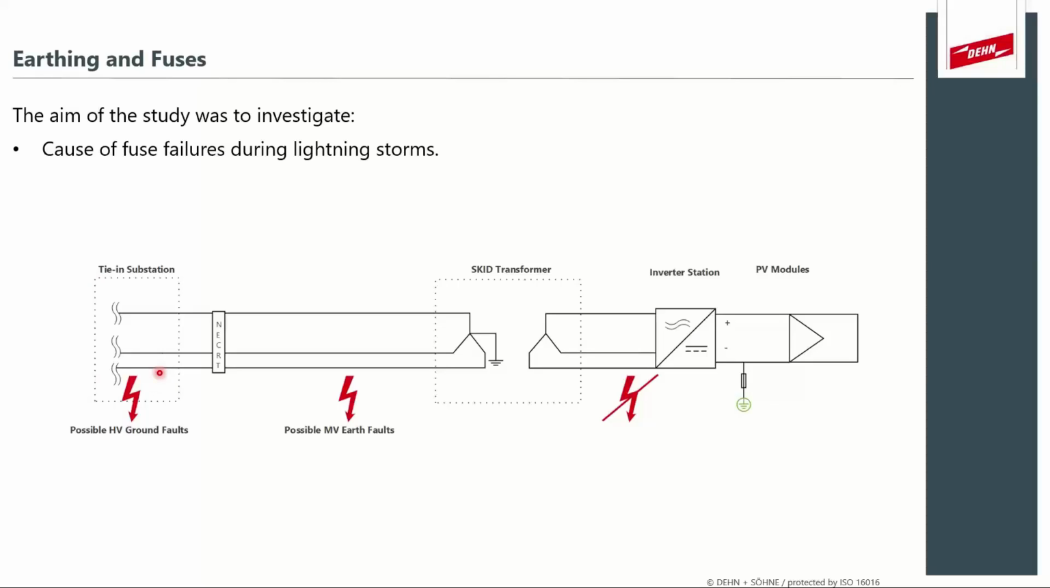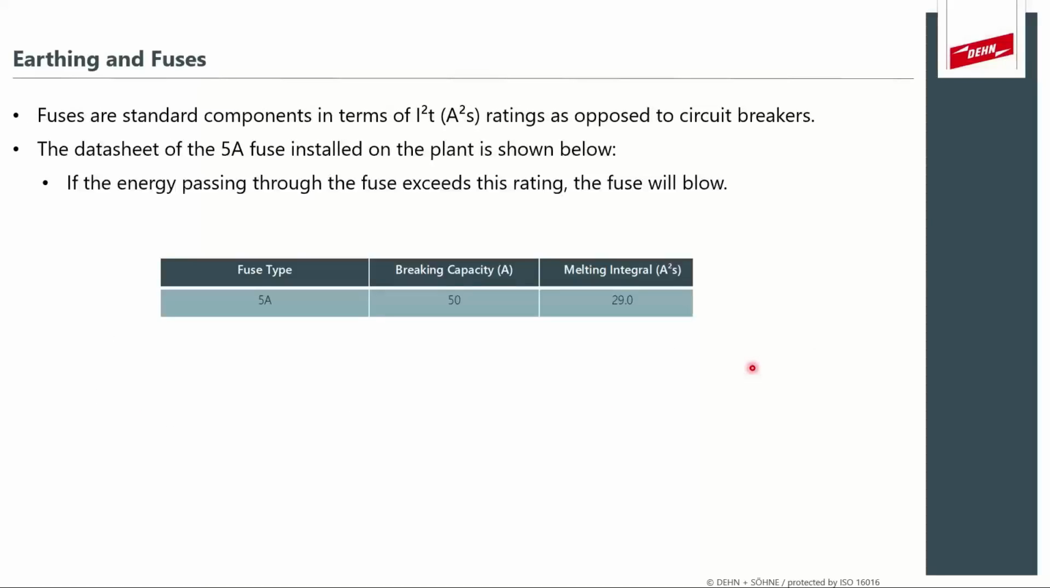Now in this specific case, this company had problems with their grounding fuse. Okay, so the DC system was connected to earth or to ground via a small grounding fuse, and this grounding fuse kept on blowing and damaging every time they had a thunderstorm within the facility. So when we looked into the ratings of the fuse itself, it's a very small fuse. So in this case, it's a 5 amp fuse with a breaking capacity of up to 50 amps, and it has a melting integral of 29.